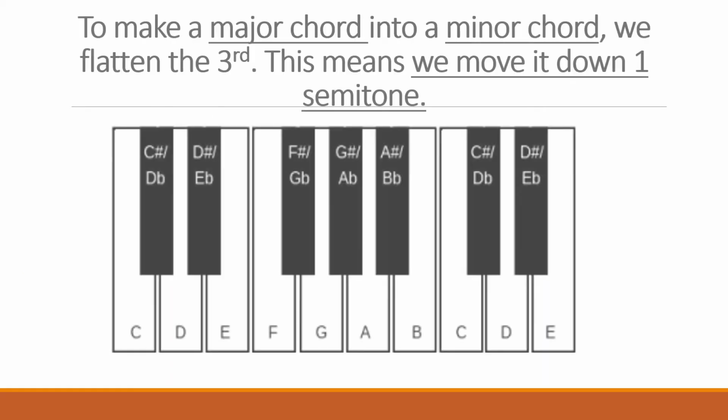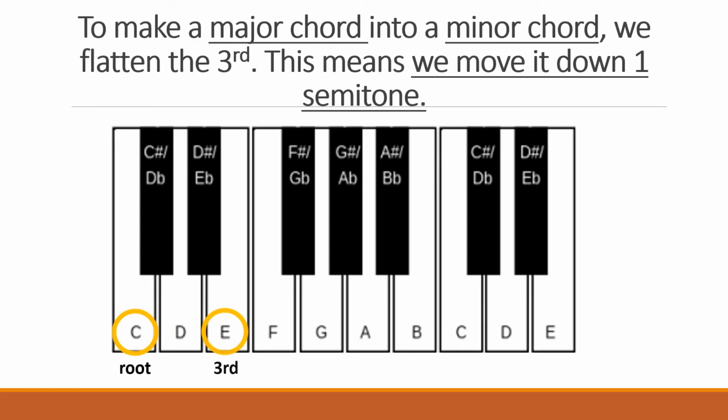So if I was creating a C major chord, these are my notes in the C major chord. And at the moment, that's a major chord, if I play C, E, and G. But to make a major chord into a minor chord, we flatten the third. This means we move it down 1 semitone. So my E at the moment, to make this a C minor chord, I start with C, and then I actually move that E down 1. So it now becomes an E flat, and then my G stays the same. And now it's a minor chord.